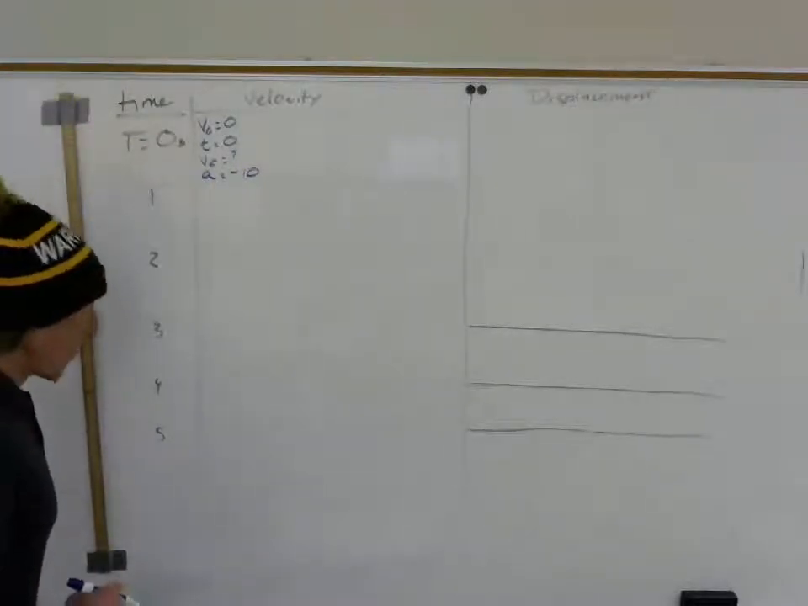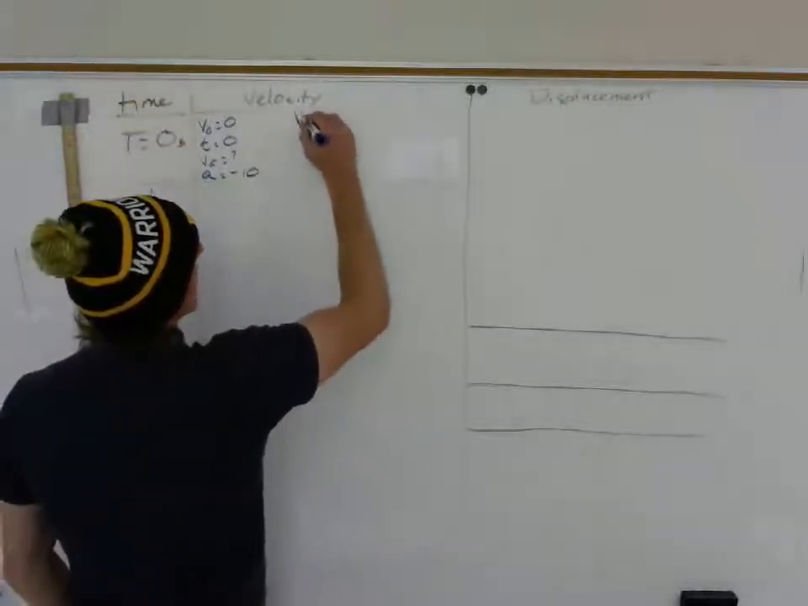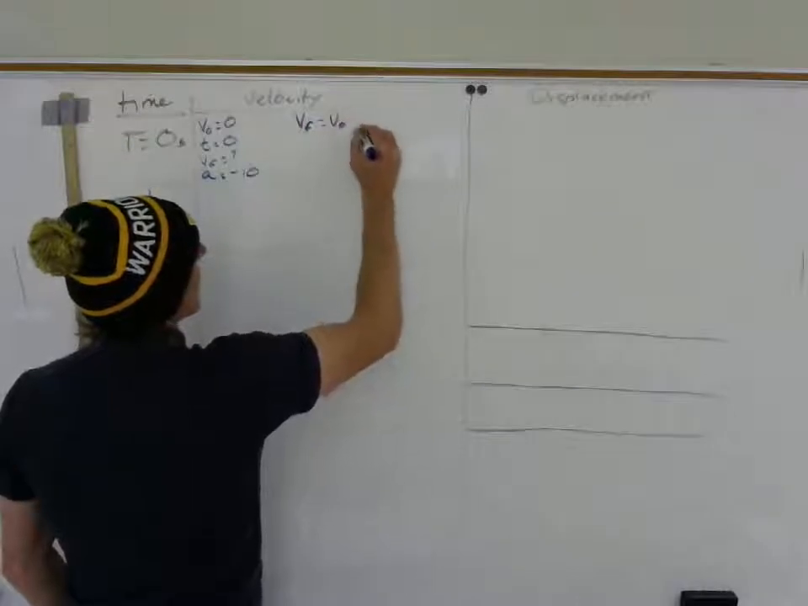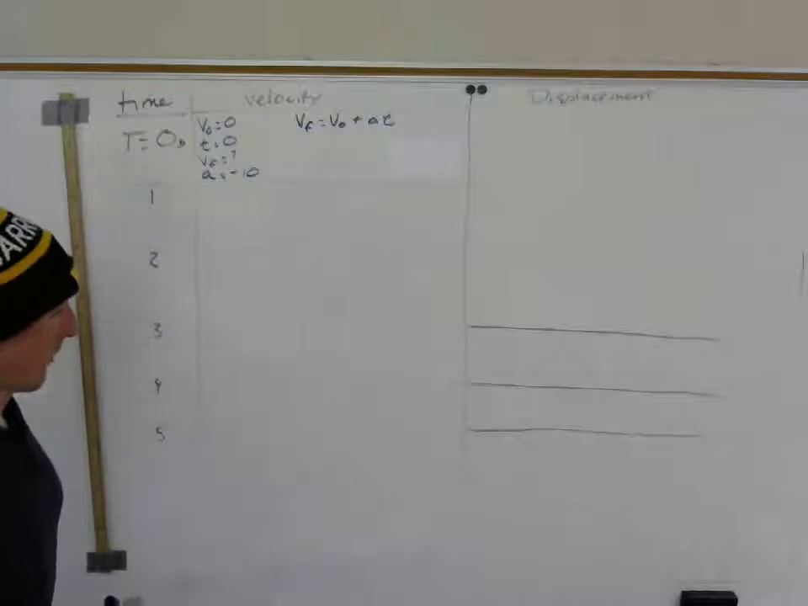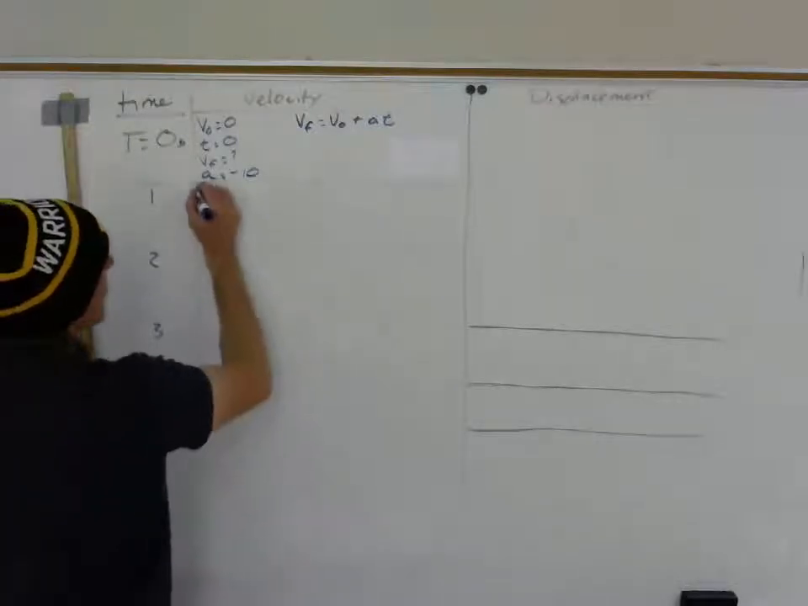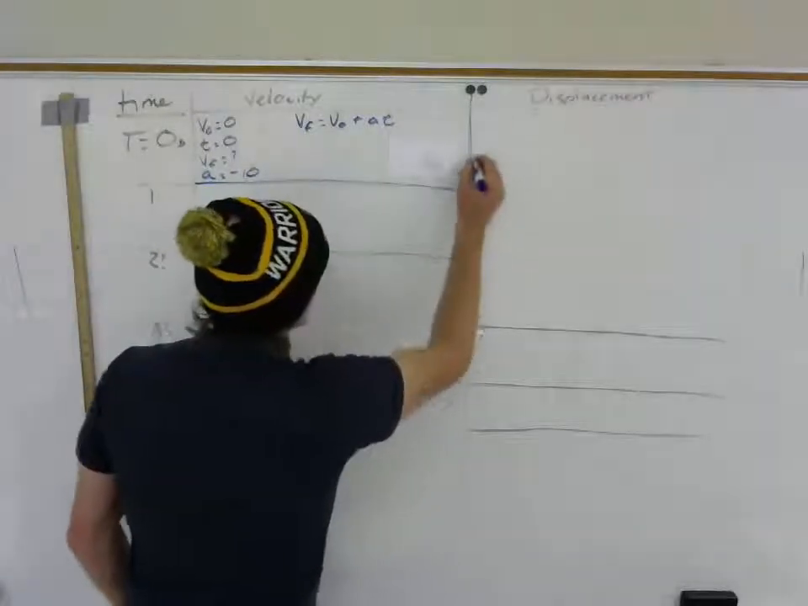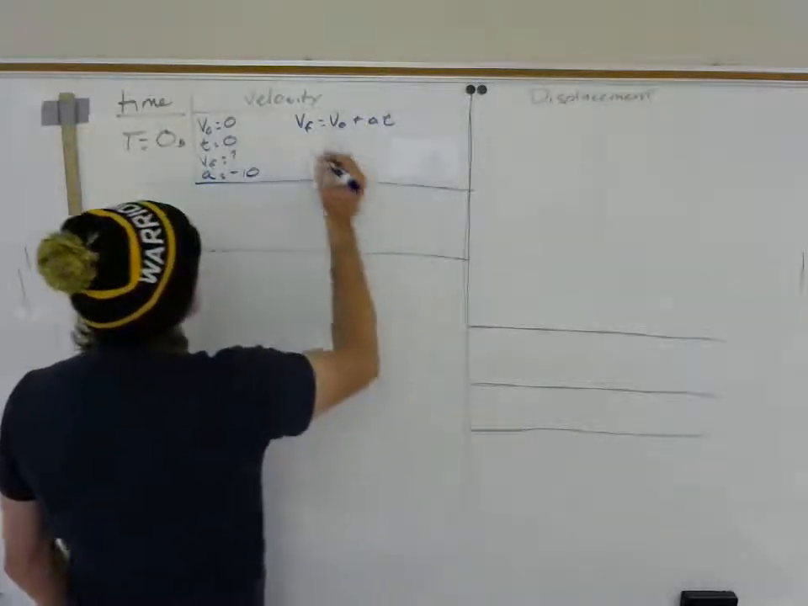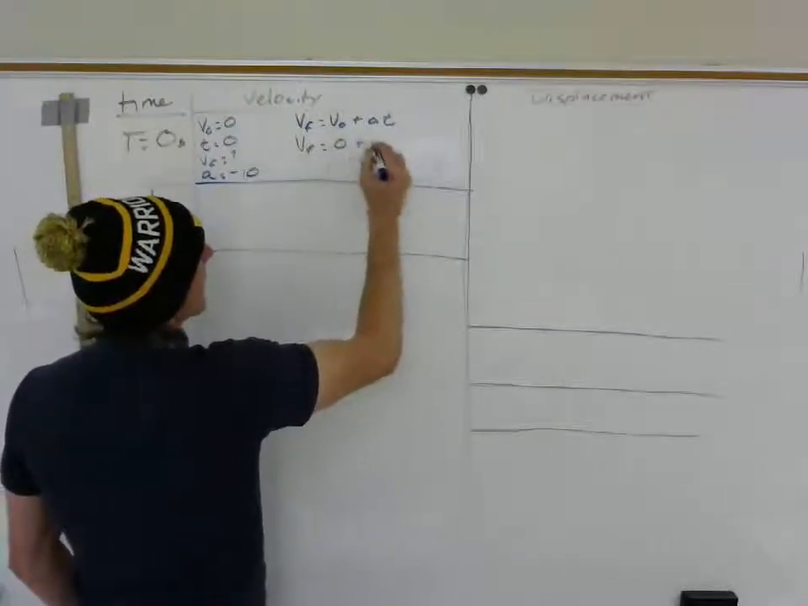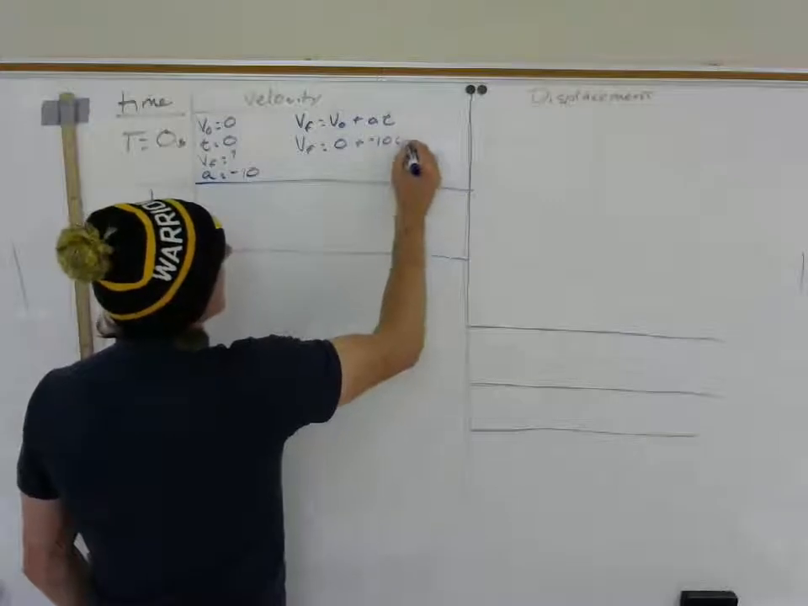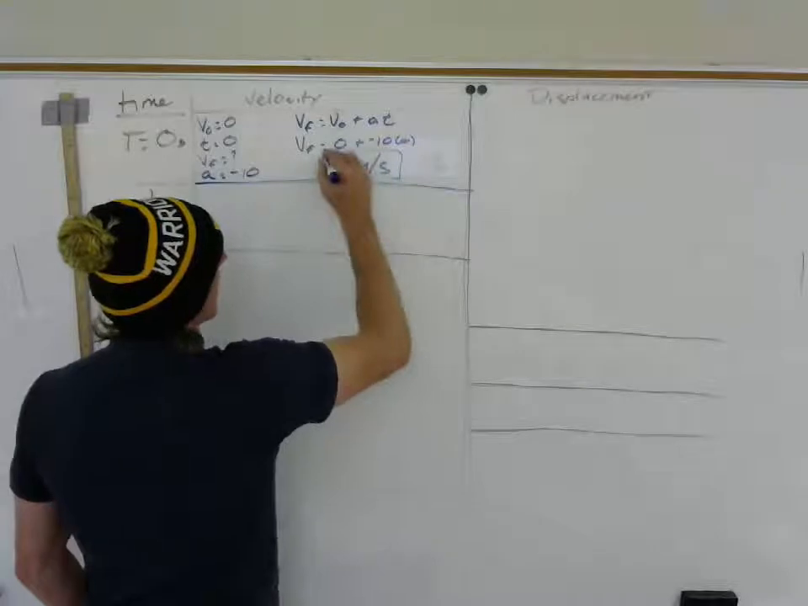So what equation are we going to use? We have all these things. This seems like the simplest equation to use that accounts for everything that we have. Now my final velocity I'm solving for. My initial velocity is 0. My acceleration is negative 10. My time is 0. So my velocity is 0 meters per second. That's my answer here.